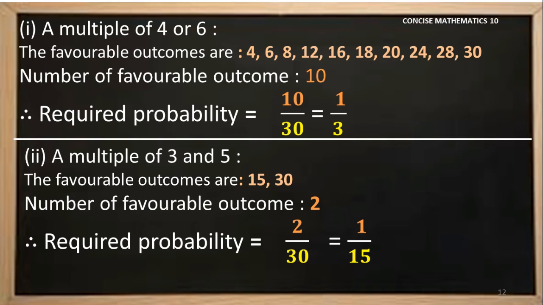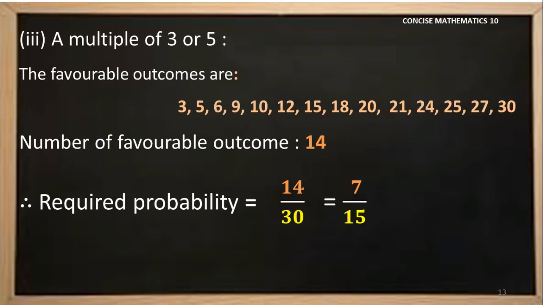And the last sub question says a multiple of 3 or 5. So now a multiple of 3 or 5 means what I can do? If it is a multiple of 3, I can list out. If it is a multiple of 5, I can list out. Both the conditions, there is no condition that a number we need to choose should be a multiple of 3 as well as 5. I can list out all the multiples of 3 from 1 to 30 and all the multiples of 5 from 1 to 30. If it is a common element, just write it down only one time.